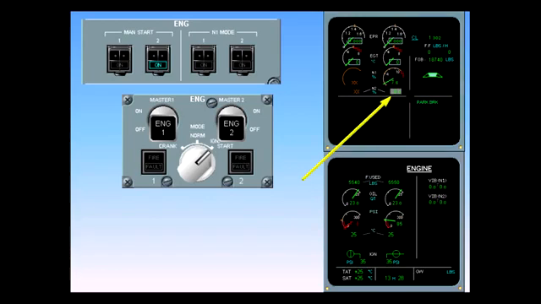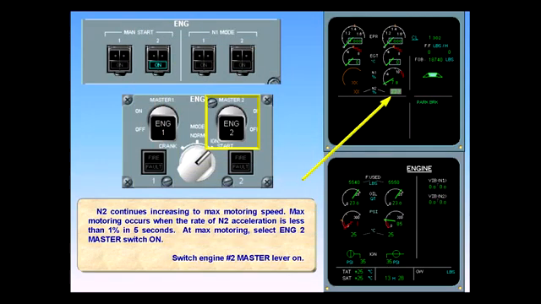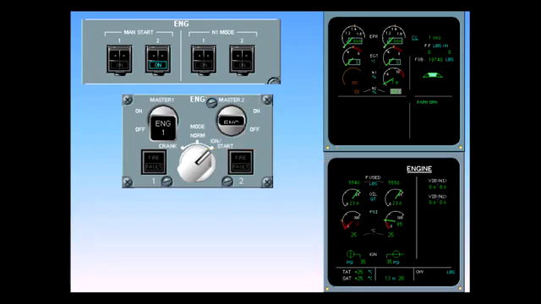Max motoring occurs when the rate of N2 acceleration is less than 1% in 5 seconds. At max motoring, select Engine 2 Master Switch on. On the ECAM engine page, the fuel used is reset. Both igniters are activated. On the engine warning display, fuel flow is indicated.